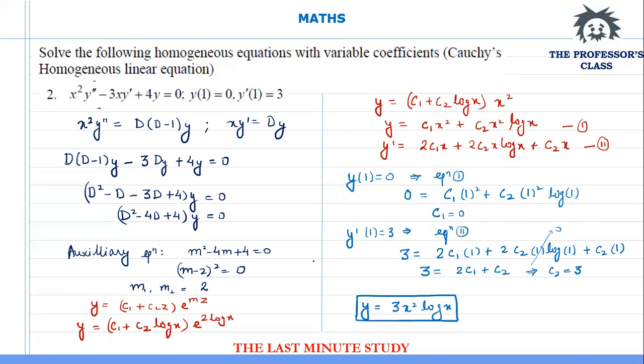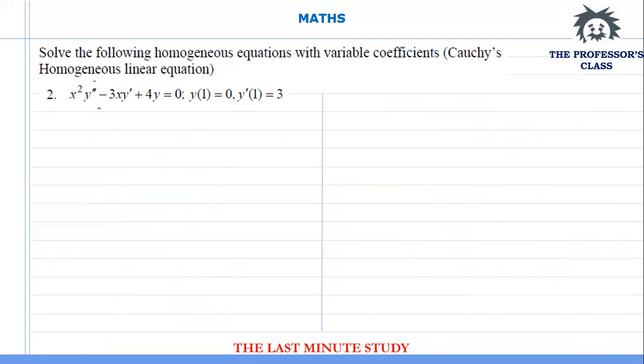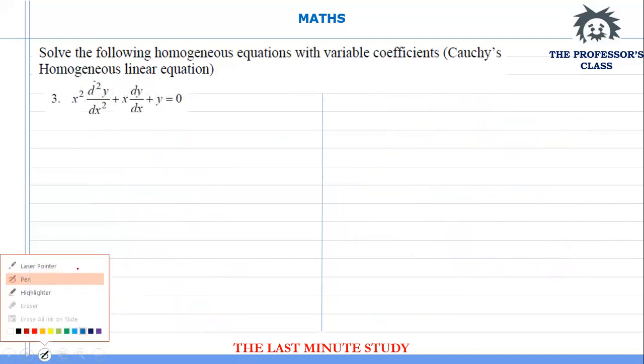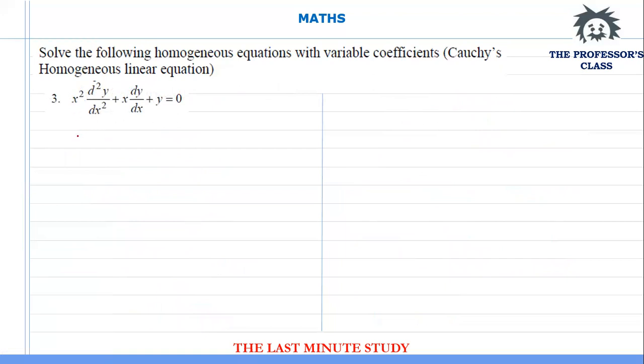Now let's try to solve the next question and see what it is. Now this is a pretty simple question. There is no initial condition, so I need to substitute the values over here. I'll substitute x square d square y by dx square. As you can see, the power of x and the order of the differential equation is same. So this is a Cauchy's homogeneous linear equation, and I'm going to make certain substitutions over here. dy by dx will become D of y.